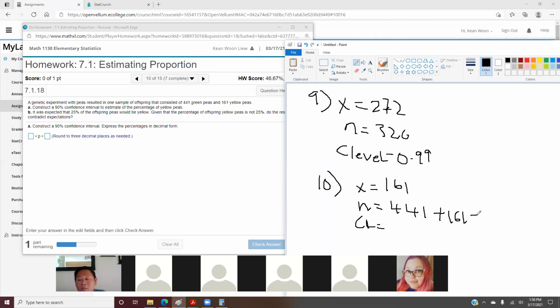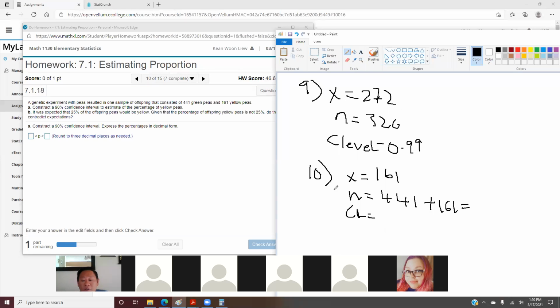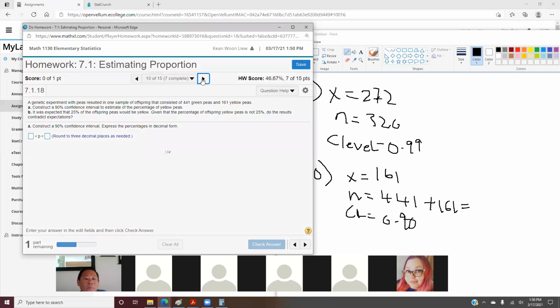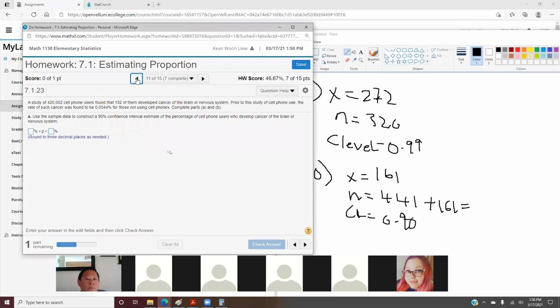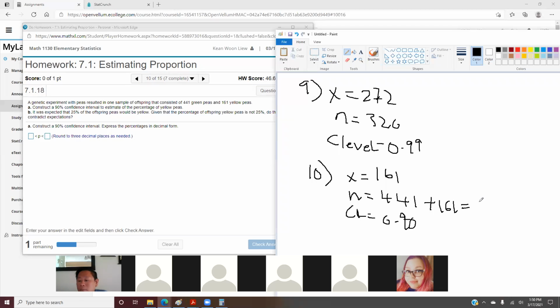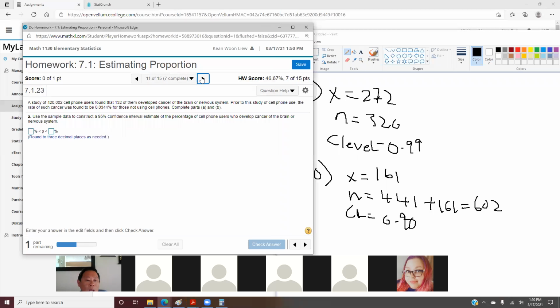So this one is special because they do not give you the sample size. They give you how many greens and how many yellows, so you have to add them up. And we still use 90% in this case. So the sample size is 602 then? Yep, just use a calculator. This one is the same thing.